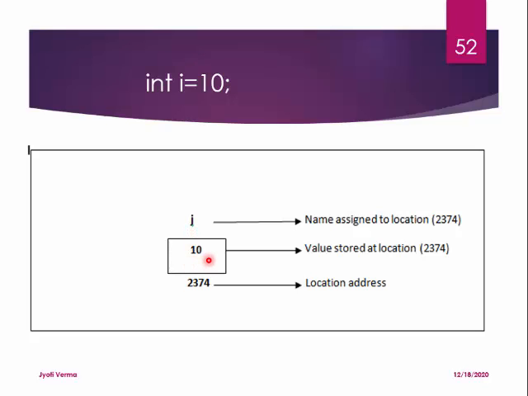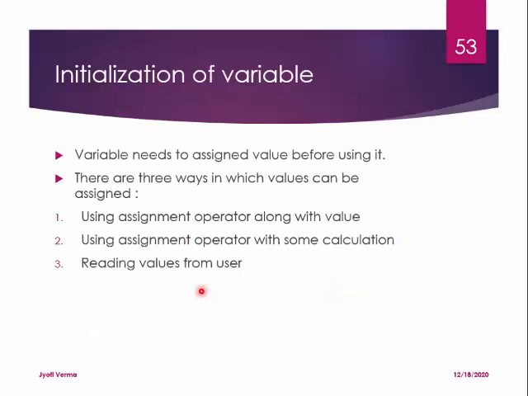The programmer is using the name i, but the compiler is using the location or the address, which is some number. How are we referring to this 10? We are referring to it by a name, but the compiler will not look at the name. What will it look at? It will look at the location, which is a number.